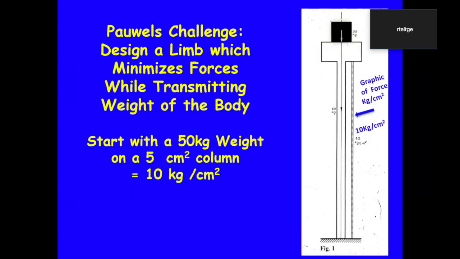Powell put out this challenge: to design a limb while minimizing the forces and transmitting the weight of the body to the ground. And he starts by suggesting a 10 kilogram weight sitting on top of a 5 square centimeter column, and that equals 10 kilograms per centimeter squared. So over here on the right side, we see a graphic recording of 50 kilograms on top of a column. And this little symbol represents the relative force that's present throughout his diagram. So this is the first diagram.